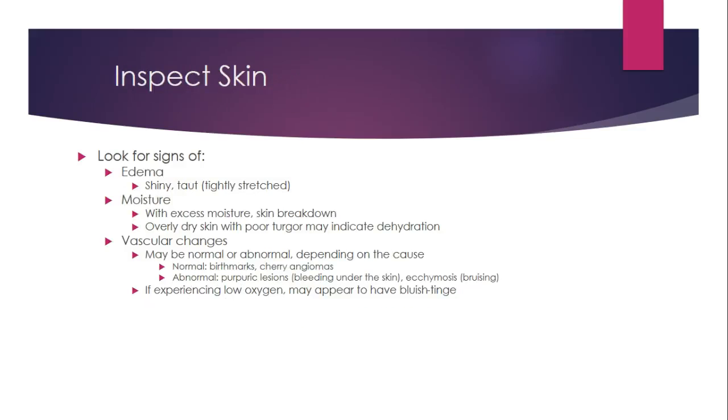You've got to be able to inspect the skin, looking for any edema, any moisture excess, looking for any vascular changes. And so this can be things such as birthmarks. The other thing that you can see is that if they're experiencing low oxygenation, they might have a bluish tinge to it. The other thing you might see is that they might have a lack of hair because those hair cells will die if they don't have good circulation.